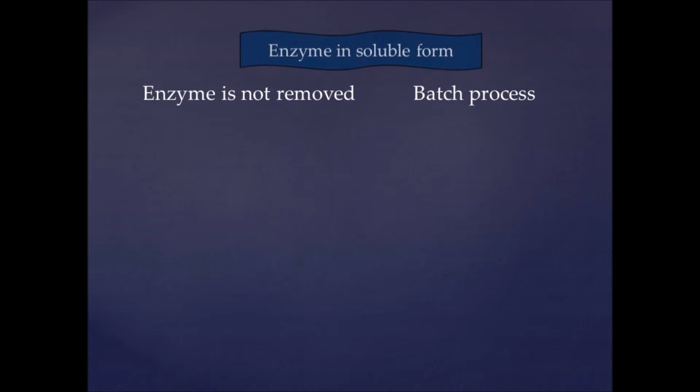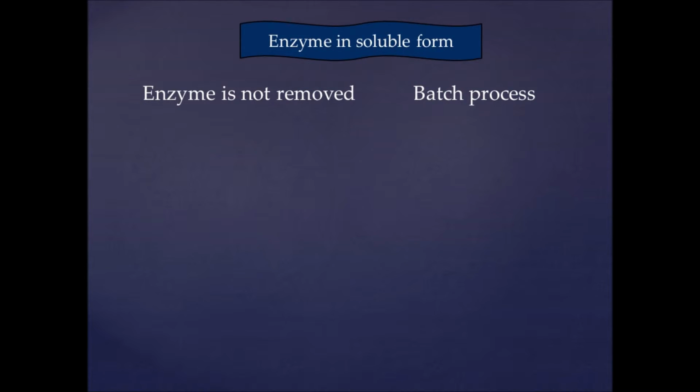There are two things that can be noticed from the explained process. 1. The enzyme is not removed after the process, and 2. This is a batch process. These are true if using the enzyme in its soluble form. As the lactase used in the process is the same as the one we have in our organism, there is no need to remove it from the final product.